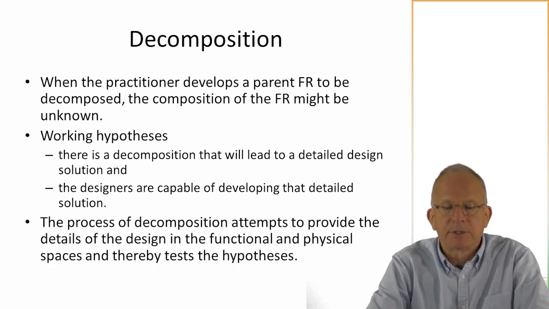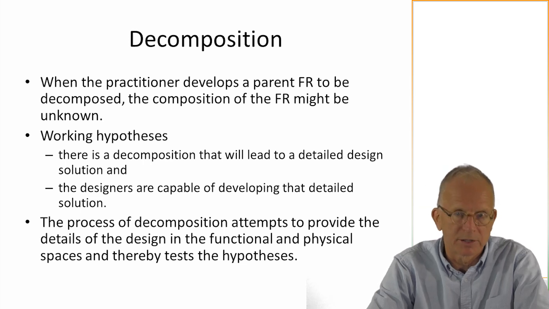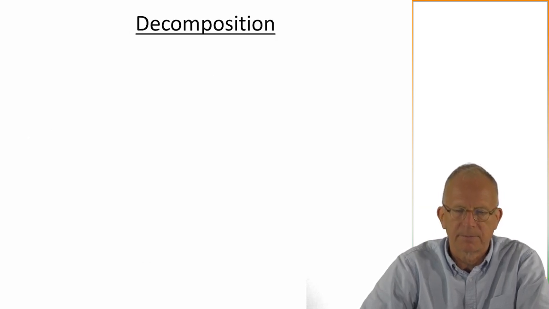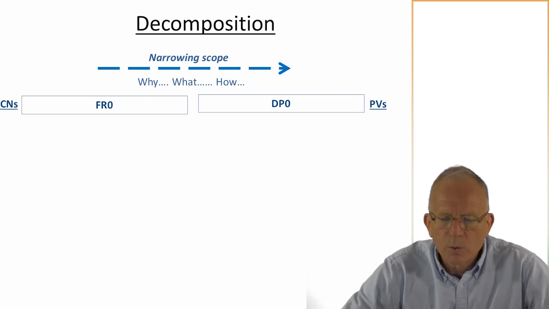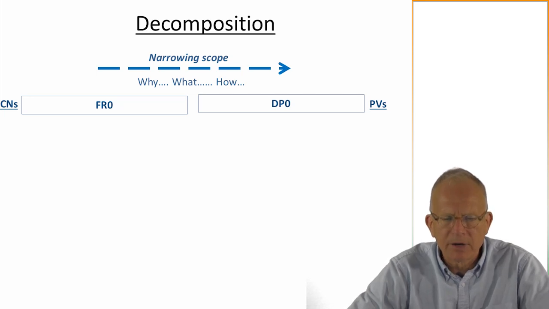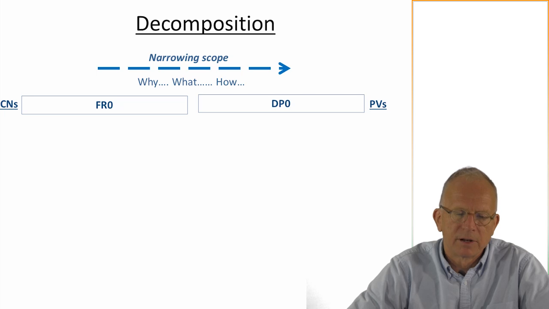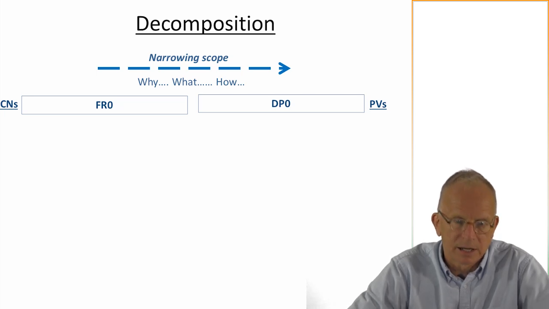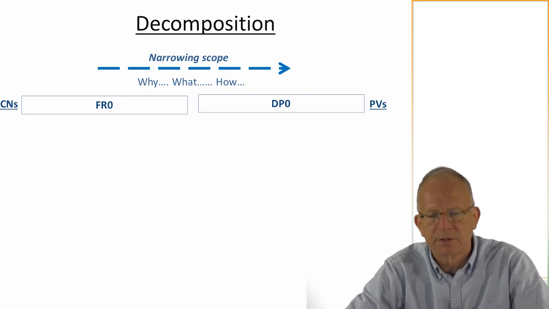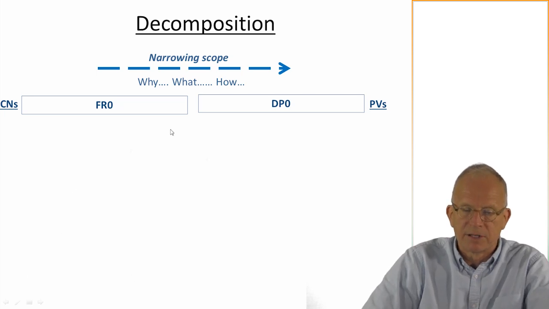The process of decomposition attempts to provide details of the design in the functional and physical spaces and thereby test the hypotheses. We could also include process space there as well. We could look at the lateral decomposition that we've spoken about as narrowing the scope from why to what to how. There might be many things that could fulfill the CNs, and then we select certain FRs, then certain physical solutions, and then certain process solutions. Here we've emphasized the FR and the DP space.